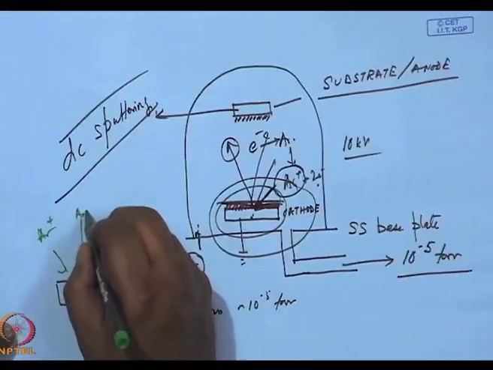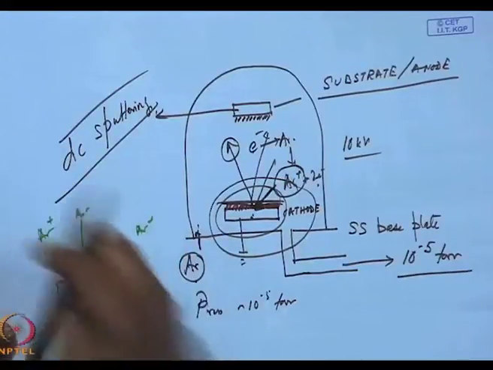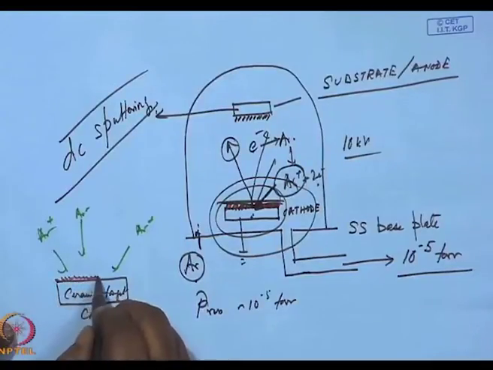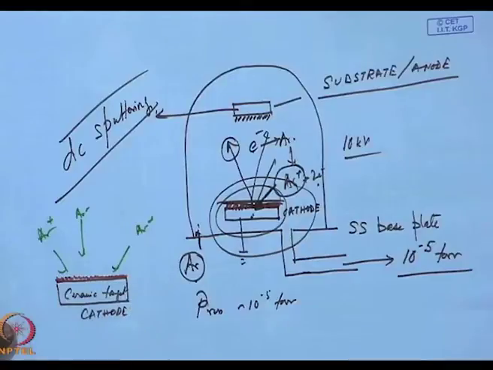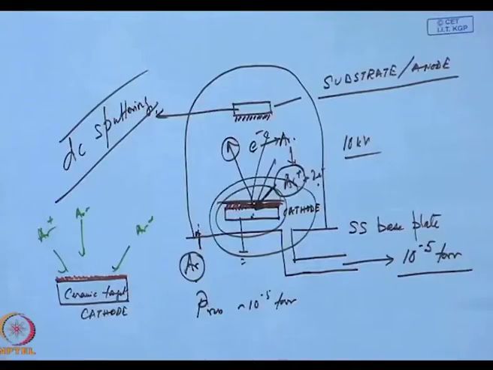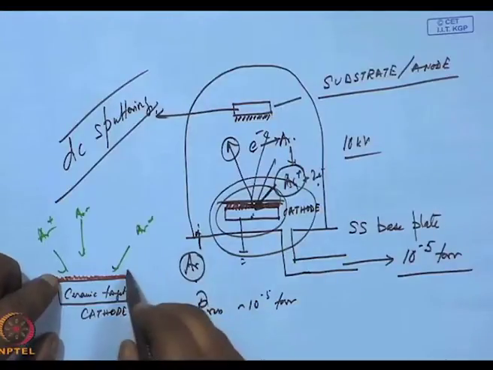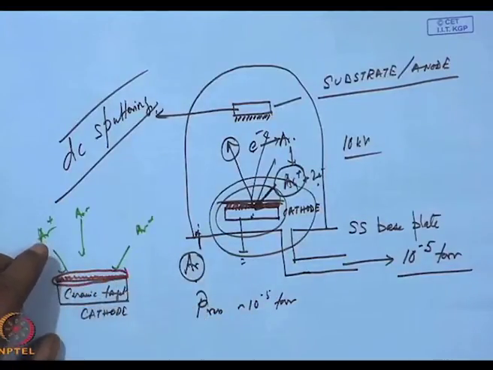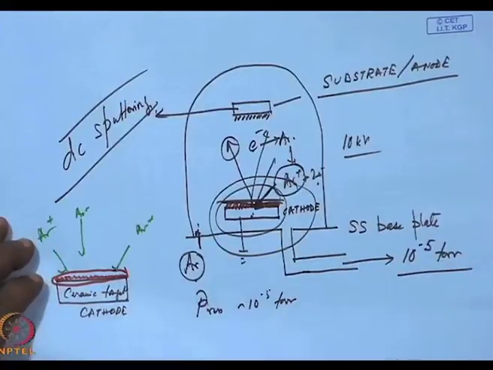Argon ions. What is going to happen? After some time, there will be a positive charge build up, and the argon ions can no longer hit the cathode. So, this DC sputtering, which I conveniently described, showed you a great 30-second clip on the plasma, is of no use to a ceramist until and unless he can remove this positive charge sheath which forms as sputtering progresses.